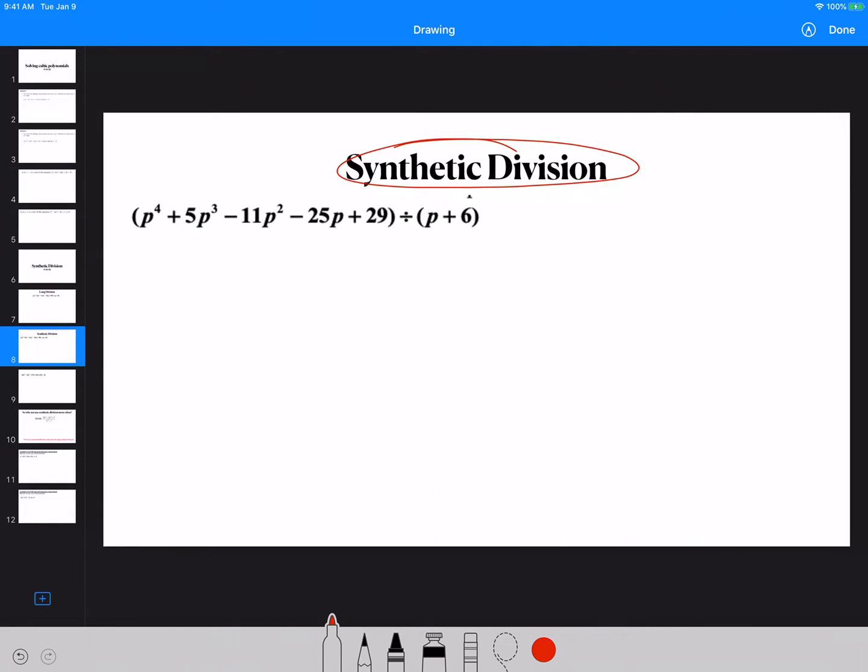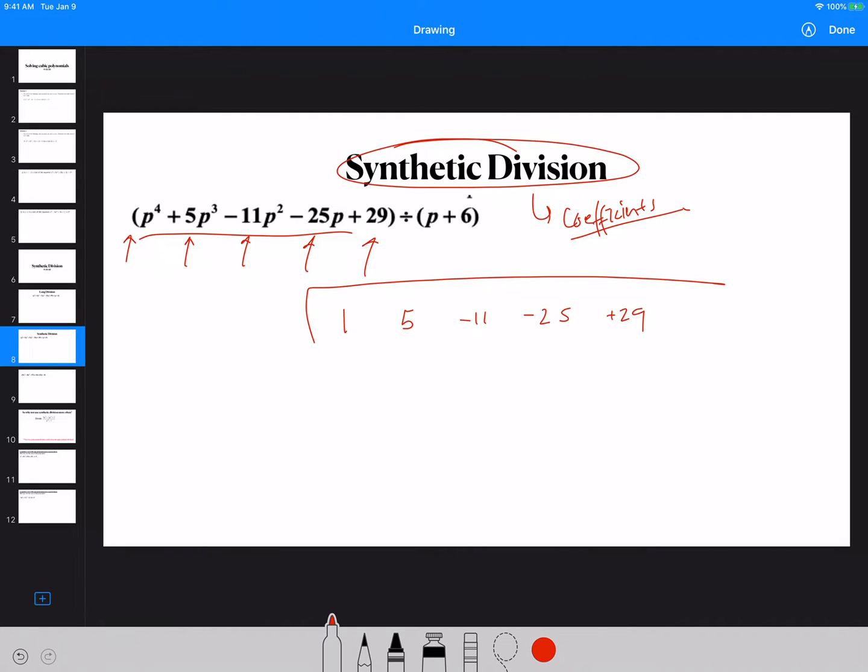Here's what you're going to be doing. In synthetic division, you're only going to be focusing on the coefficients of the dividend. So here we have p to the 4 plus 5p cubed minus 11p squared minus 25p plus 29. You're going to just take a look at these five numbers, and you want to write down the numbers accordingly: 1, 5, negative 11, negative 25, and positive 29. And then instead of doing this as a long division, you're going to do synthetic division like this, and give yourself a little bit of space down here as well, because you're going to be writing down numbers.